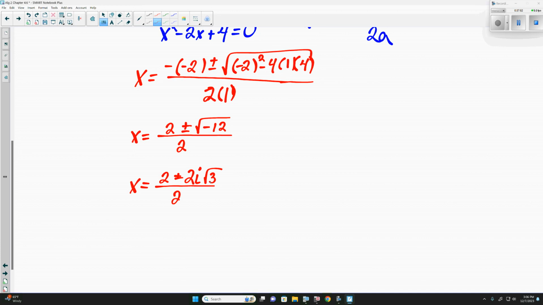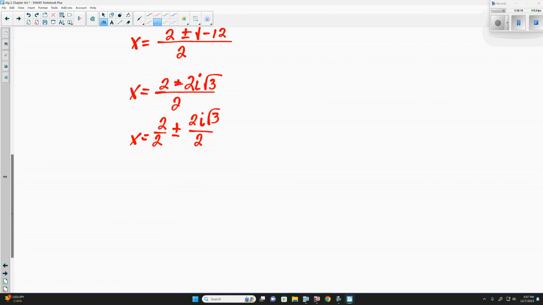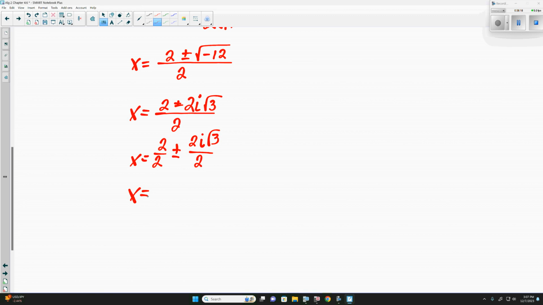Questions on this here? Well, just like yesterday where we had 2 plus or minus 2 square root of 3, we can reduce it. Same thing here. I'll just go on and write it out. We can break it up like this, kind of like what we did yesterday. Our 2 divided by 2 is 1. Our 2i square root of 3 over 2 is i square root of 3.